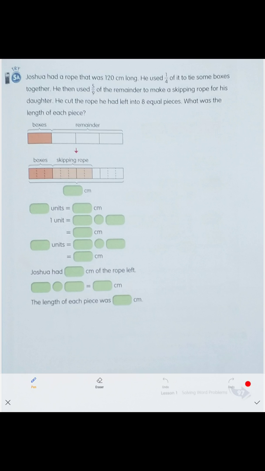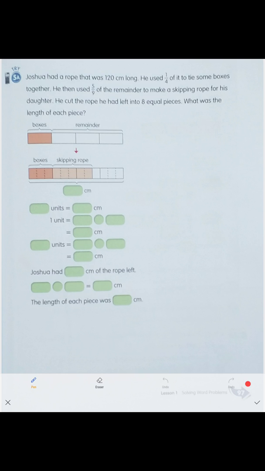Okay, now we have a problem that we need to try ourselves. Like, pause the video, read the problem. As always, I'm gonna read it really fast. Joshua had a rope that was 120 centimeters long. He used 1/4 of it to tie some boxes together. He then used 5/9 of the remainder to make a skipping rope for his daughter. He cut the rope he had left into 8 equal pieces. What was the length of each piece? All right, very, very simple, very straightforward.